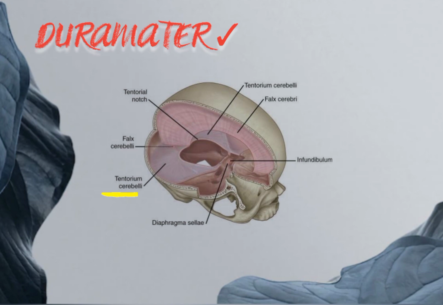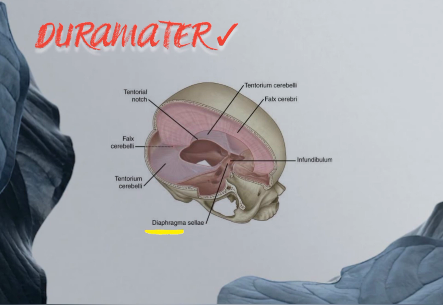Now the third one, called the tentorium cerebelli, is a crescent-shaped fold of the dura mater that roofs over the posterior cranial fossa. It covers the upper surface of the cerebellum, and it supports the occipital lobes of the cerebral hemispheres, which are present posteriorly, above the posterior cranial fossa.